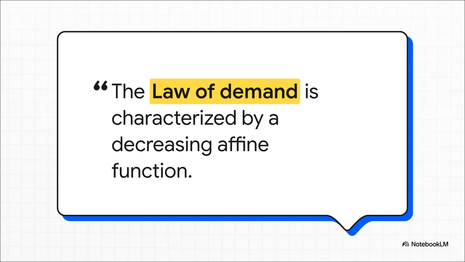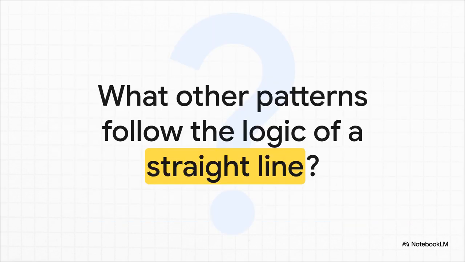And remember, this way of thinking goes way beyond just your personal finances. This same logic is used for really complex economic principles. For example, the law of demand is often described as a decreasing affine function. It's just a straight line, showing that as price goes down, demand goes up. Same idea. So, what other patterns in your world follow this simple logic of a straight line? The affine function, it turns out, is way more than just a formula from a math book. It's like a lens for seeing the hidden, simple order in the world around us. So now that you know the code, the only question is, where else are you going to see it?